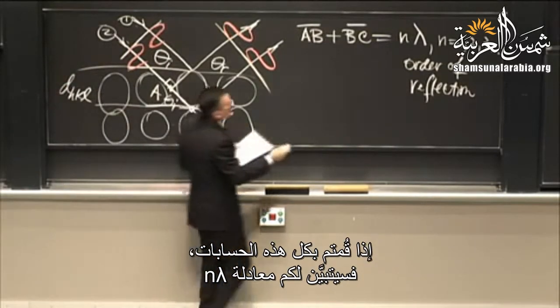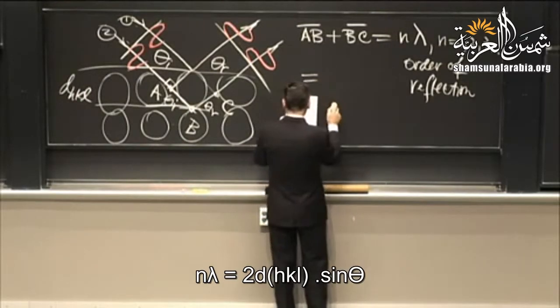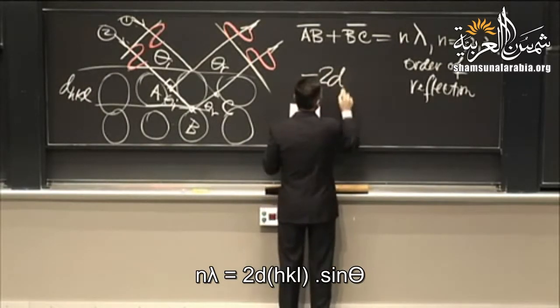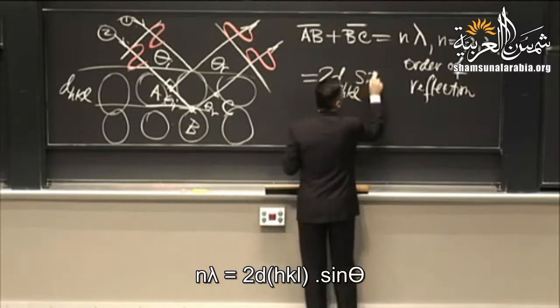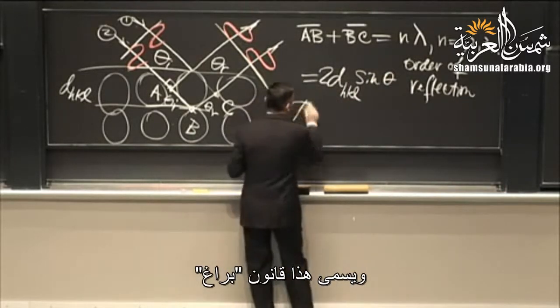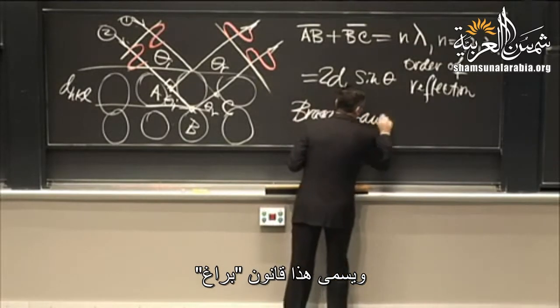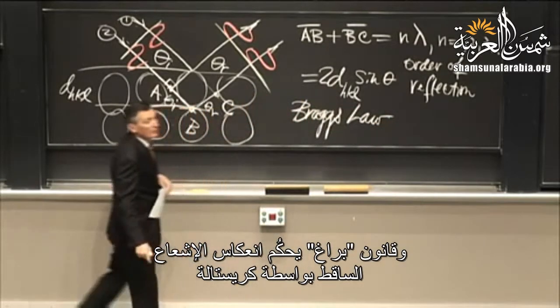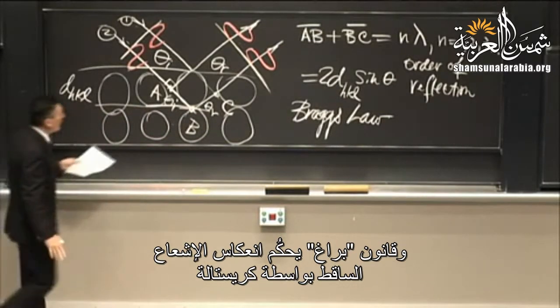So if you go through all of this analysis, you will show that n lambda is equal to 2 times the d of the HKL spacing times the sine of theta. And this is called Bragg's law. Bragg's law governs the reflection of incident radiation by a crystal.